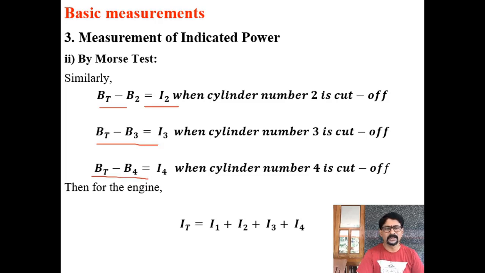So with this, though it is a multi-cylinder engine, you are able to calculate the indicated power of the individual cylinders. That is the beauty of this Morse test. You are able to calculate the indicated power of cylinder number 1 I1, cylinder number 2 I2, cylinder number 3 I3 and cylinder number 4 I4. Then the total indicated power of the engine IT is equal to I1 plus I2 plus I3 plus I4. So this is how the Morse test is used to calculate the indicated power of a multi-cylinder engine.